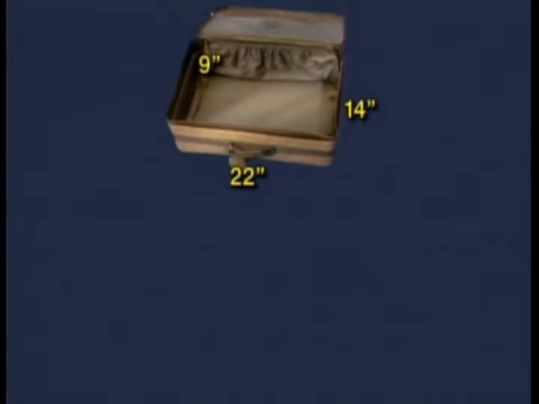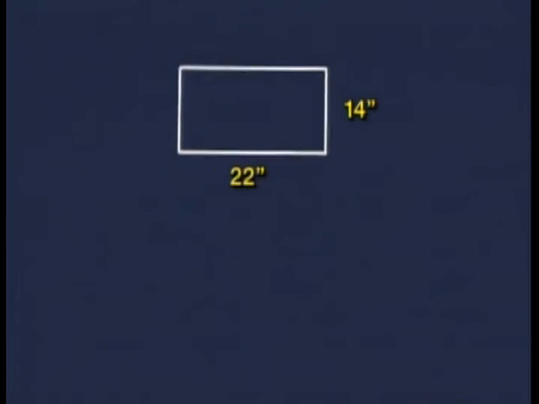suitcase? To solve the problem, let's look at a diagram of the bottom of the suitcase. It's a rectangle measuring 14 by 22 inches. The longest object would fit on the diagonal. The sides of the suitcase are perpendicular to each other, so this is a right triangle. The diagonal side is the hypotenuse. We'll use the Pythagorean theorem to find the length of the hypotenuse.